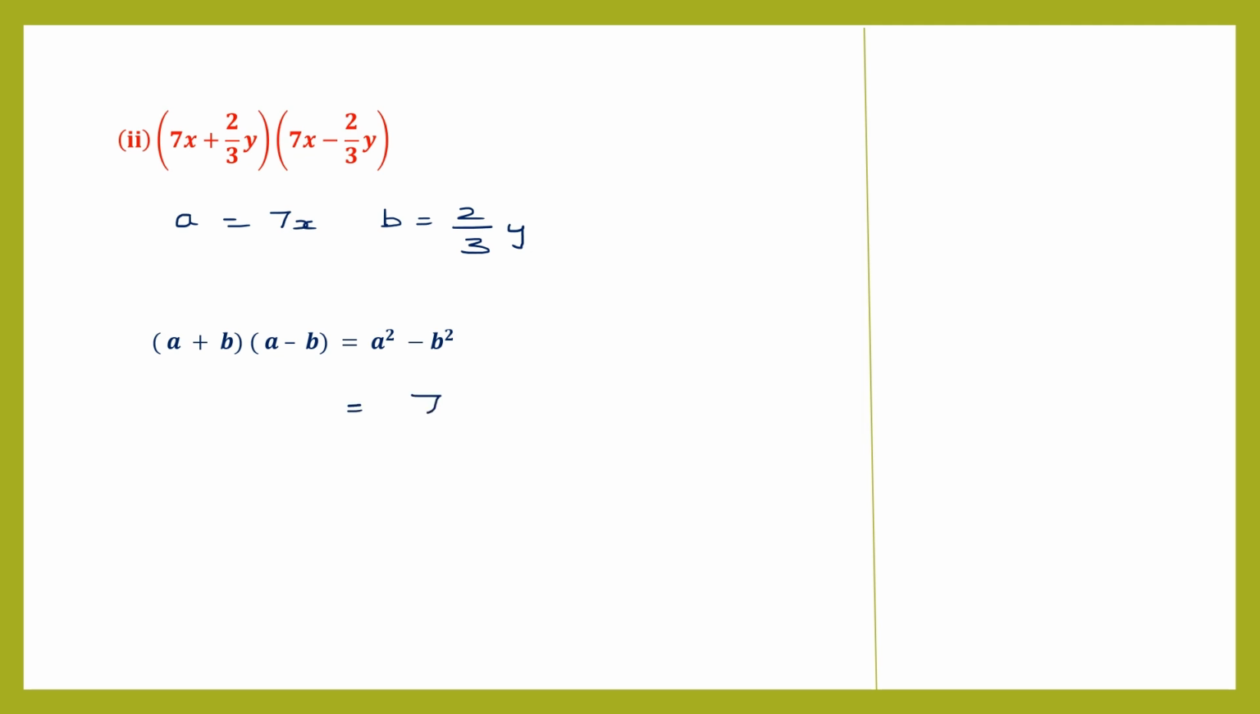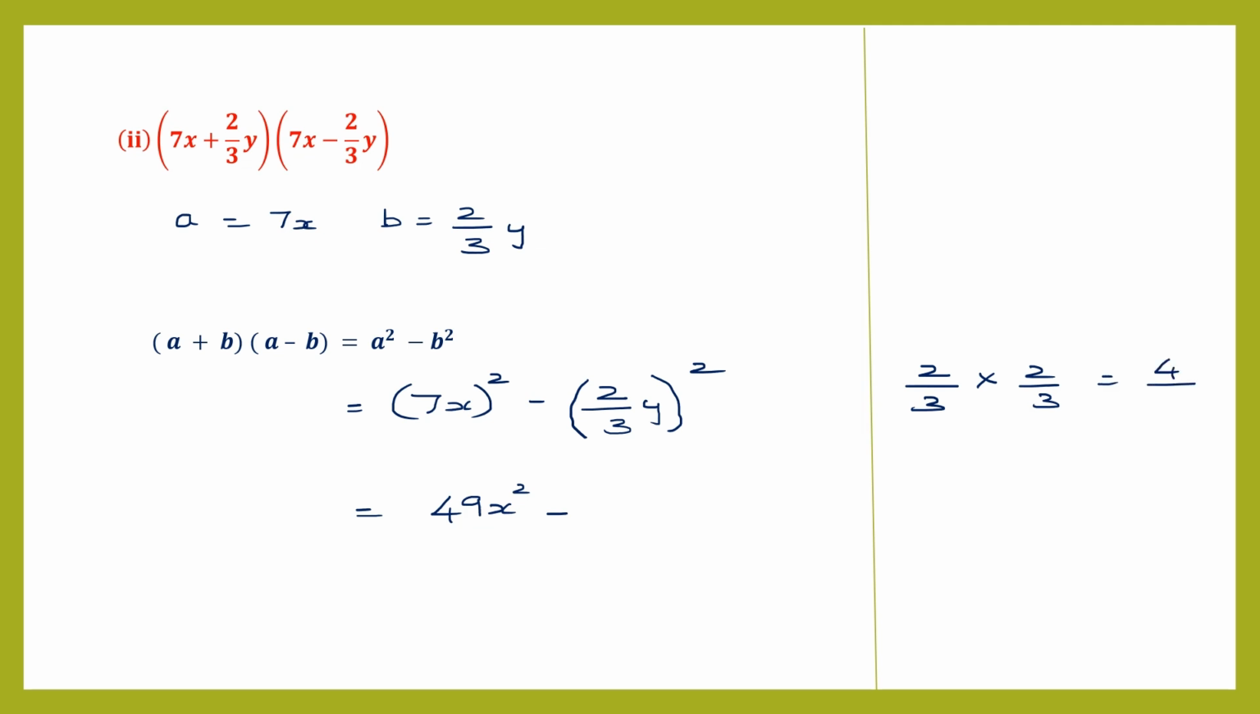So what is A here? 7x. Now the square of this, minus what is B? B is 2 by 3y, so we find the square of this. 7x square means 7 square, 7 into 7 is 49, x into x is x square, minus 2 by 3 square, that is 2 by 3 into 2 by 3. 2 2s are 4, 3 3s are 9, so we get 4 by 9 y square. So this is our answer, 49x square minus 4 by 9 y square.